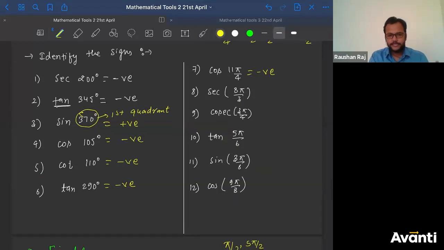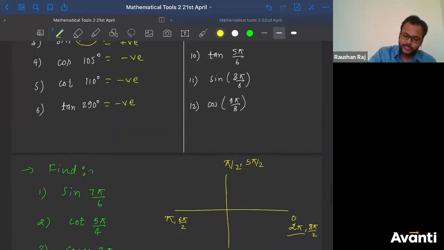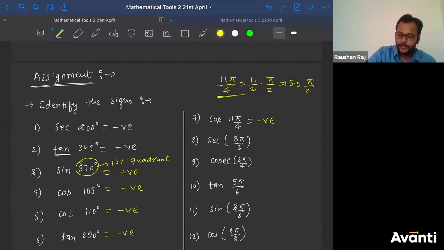What is the other way? Yes, you can do that. The second method is what? You can convert this into degrees. You can convert this into degrees. If you can convert this into degree, you can get that. One more method is also there. See, what is that method?